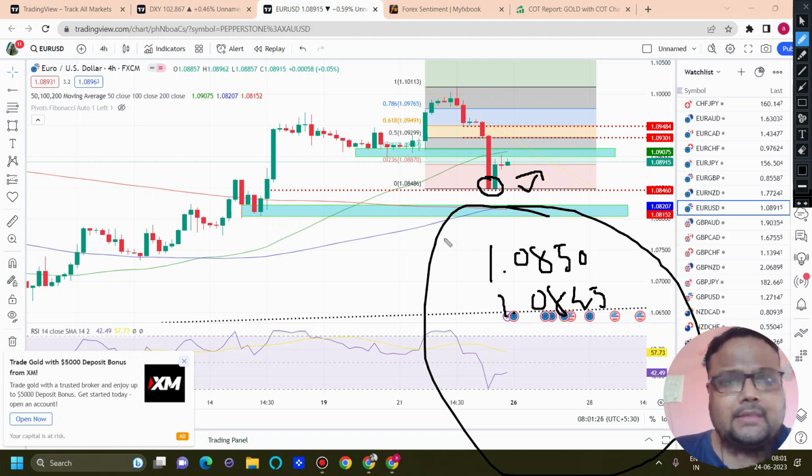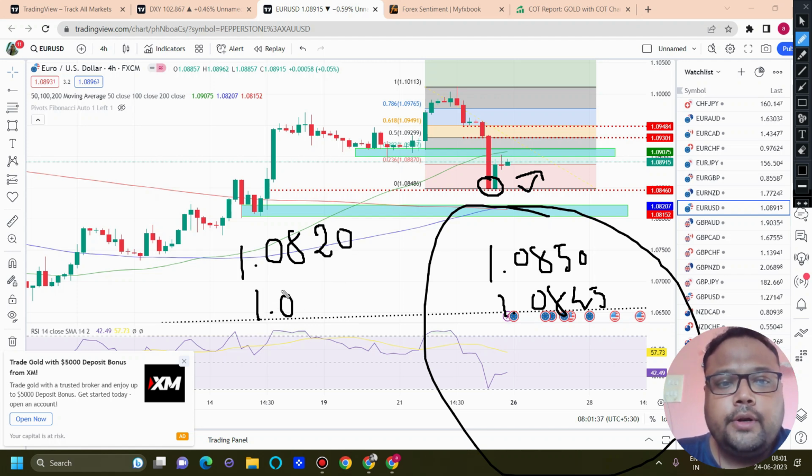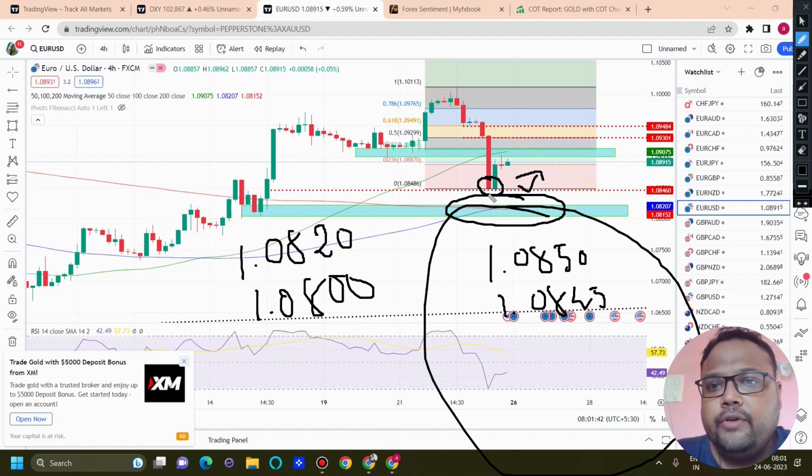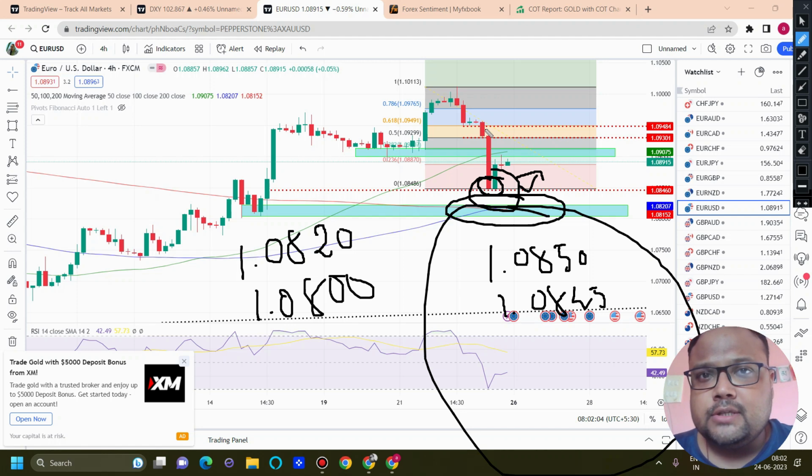And the ultimate support for intraday traders or day traders on Euro USD is around 1.0820 to 1.0800. This is the ultimate support on the chart of Euro USD, because we have two moving averages around this area. So these are the levels and the trading opportunities on the chart of Euro USD. Because of this big drop and change of market structure here, things are a little bit complicated on Euro USD, so be careful.